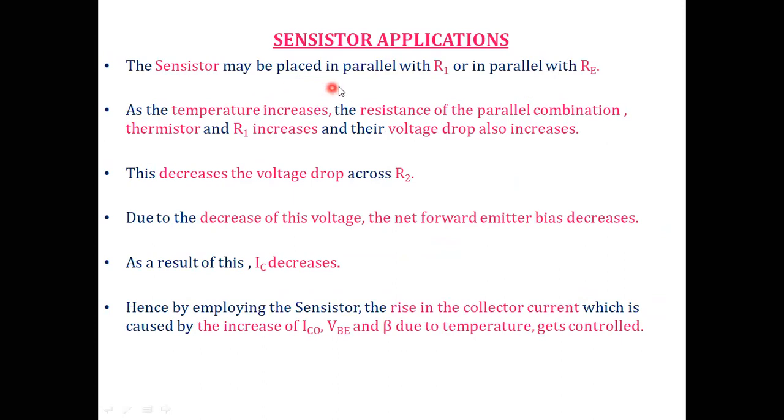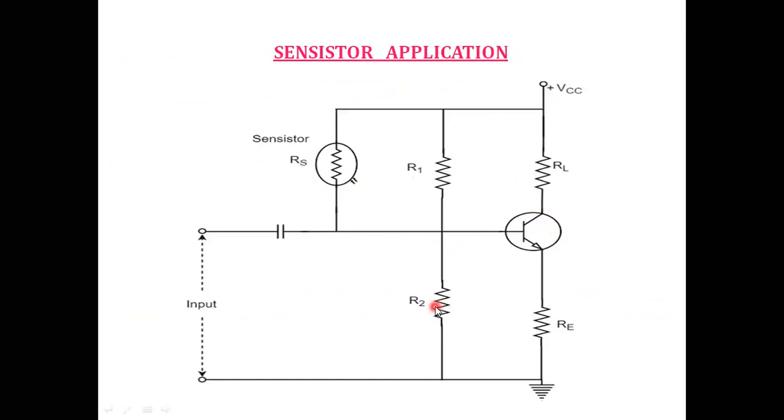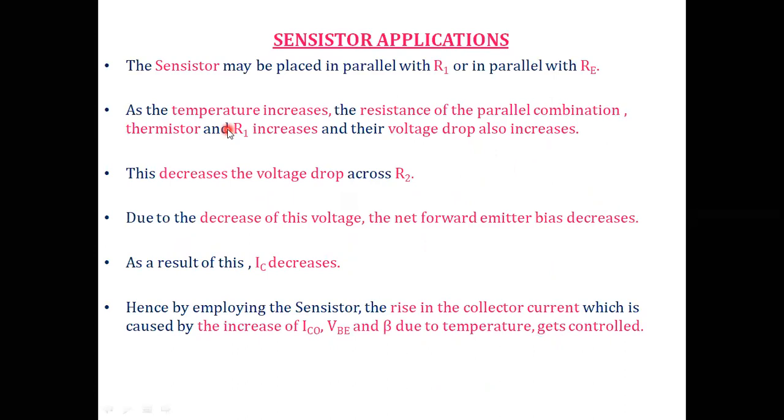Sensistor application. A sensistor may be placed in parallel with R1 or in parallel with RE. This is the diagram. Normally, this is a self-biased circuit with R1, R2, RL, RE, and the sensistor is going to be placed in parallel with R1. Okay, and the capacitor is also maintained. This is a compensation technique we have seen. Compensation techniques లో మనం థర్మిస్టరు సెన్సిస్టరు మనం చూసాం ఆల్రెడీ ఈడీసీలో. ఈడీసీ సబ్జెక్ట్లోది ఇక్కడ అప్లికేషన్ చెప్తున్నాం. సెన్సిస్టర్ రెసిస్టెన్స్ is RS. That is the point.